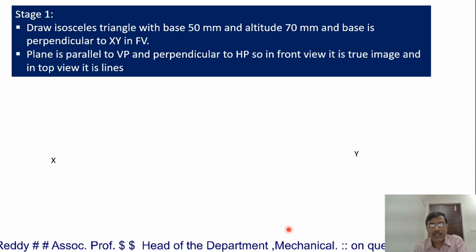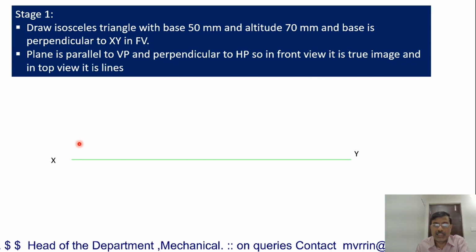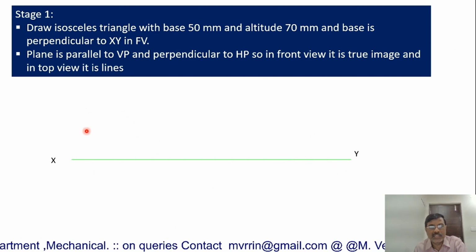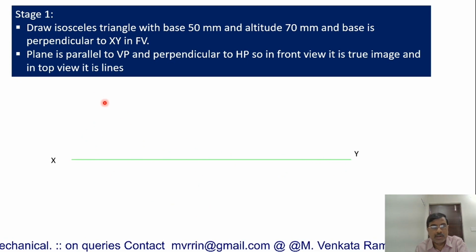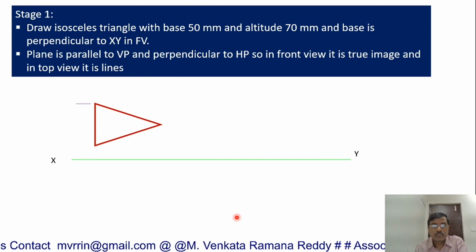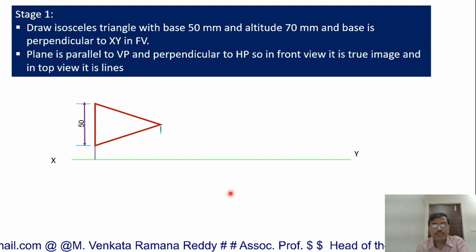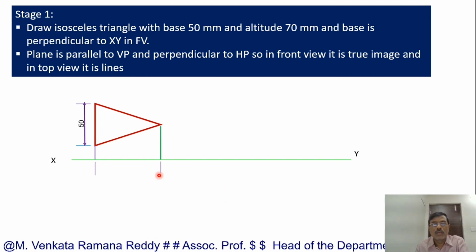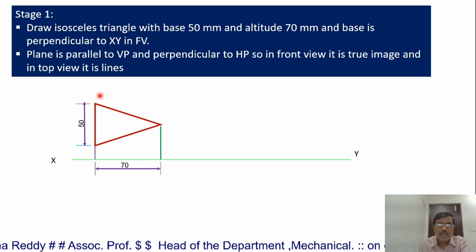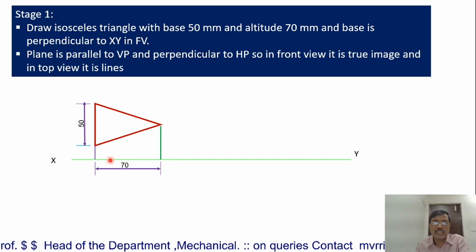As a first step, draw the XY line. Assume the isosceles triangular plane is parallel to VP with base 50 mm perpendicular to the XY line and altitude parallel to the XY line. So draw the isosceles triangular plane in front view with base 50 mm, altitude 70 mm. Name the corners of the isosceles triangle, then draw projectors vertically down and draw the top view here, that is on the XY line.